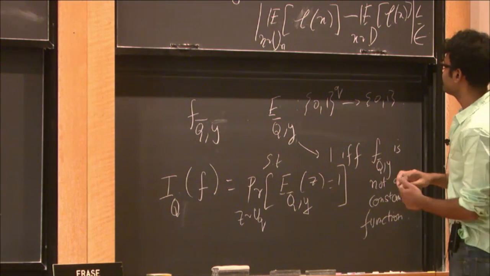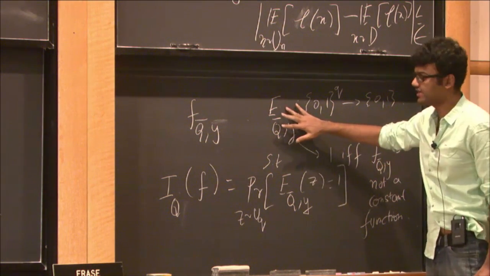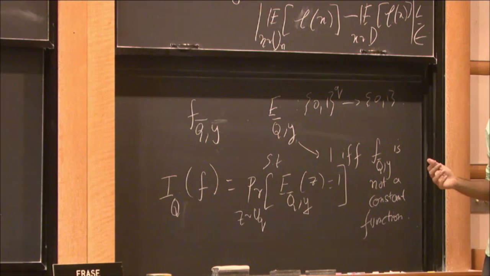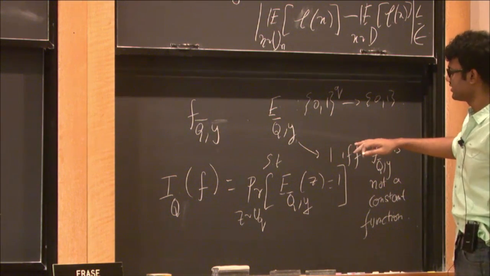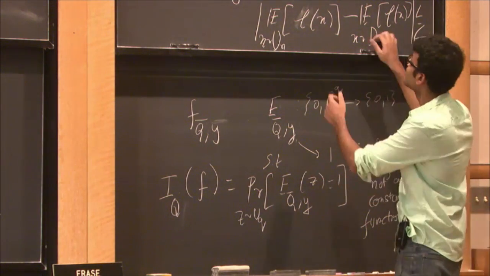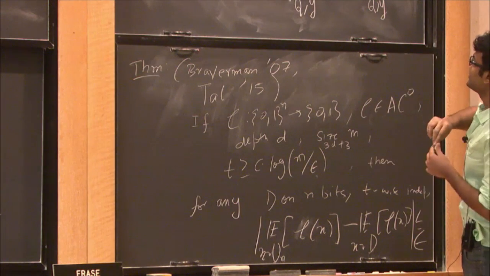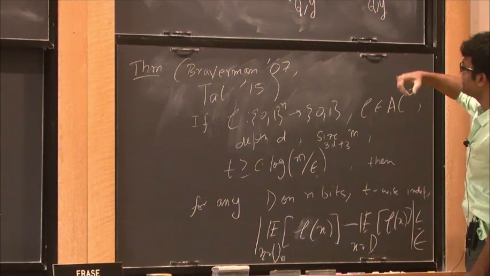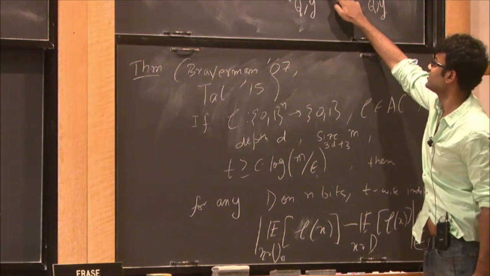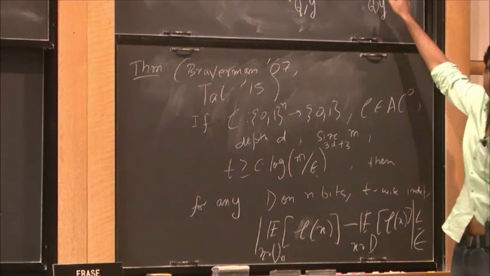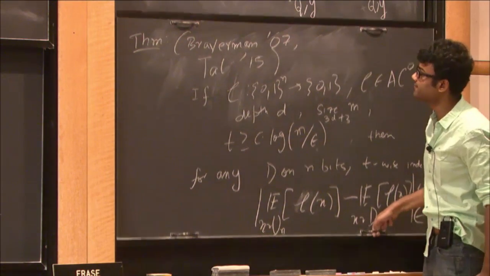And now the observation is that this function is actually an AC0 circuit of depth d plus 1. And this is because of what we saw here, that the circuit E is essentially f_{q̄,y} with q set to 0 not equal to f_{q̄,y} with q set to 1, right? And this can be computed with another additional depth.